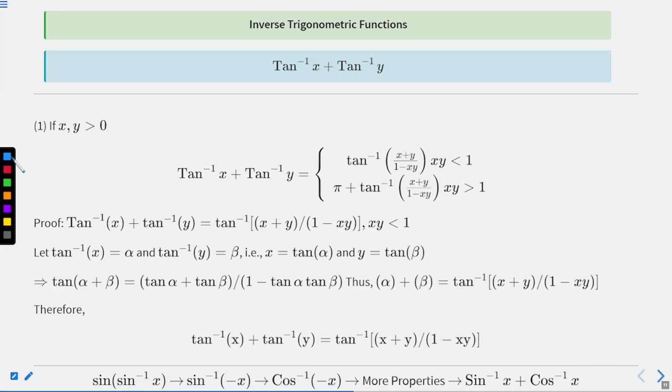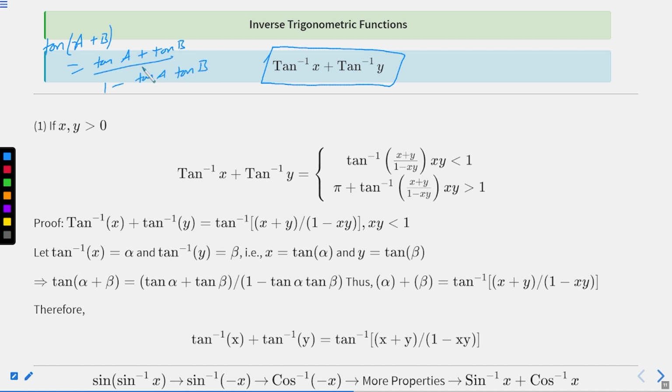Now another most important property is for tan inverse x plus tan inverse y. If you recall, in normal trigonometric functions, tan of a plus b is equal to what? Tan a plus tan b divided by 1 minus tan a tan b. In inverse trigonometric functions, it is actually divided into subparts.